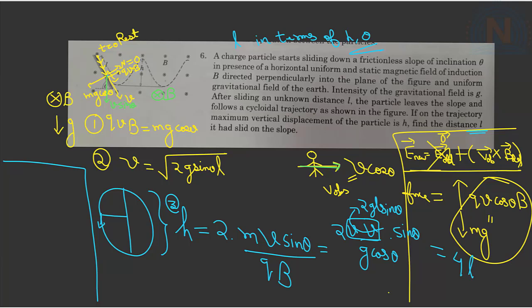What value of H is coming out? The V square term was coming 2gl sin theta, right? So 4l I am getting, and sin square theta term I am getting, and a cos theta term also we are getting. QVB cos theta term is equal to mg. Remember that, while you have balanced the forces, right? And the value of h is twice of m v sin theta upon qB. Now have a look at the full calculation once. The v term I have written m upon qB. When m upon qB is written, the v upon cos theta term is written. So just check the calculation.